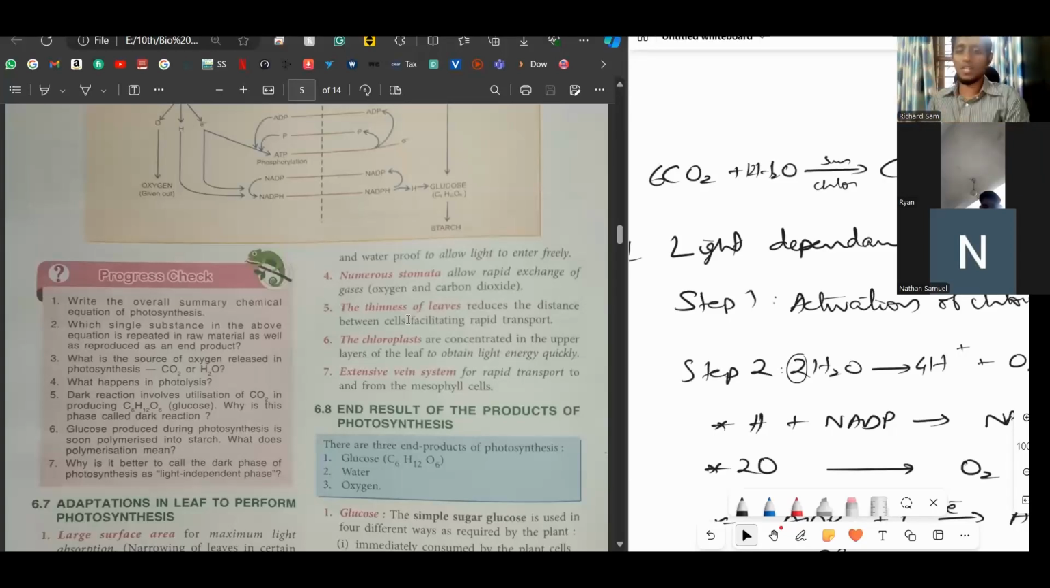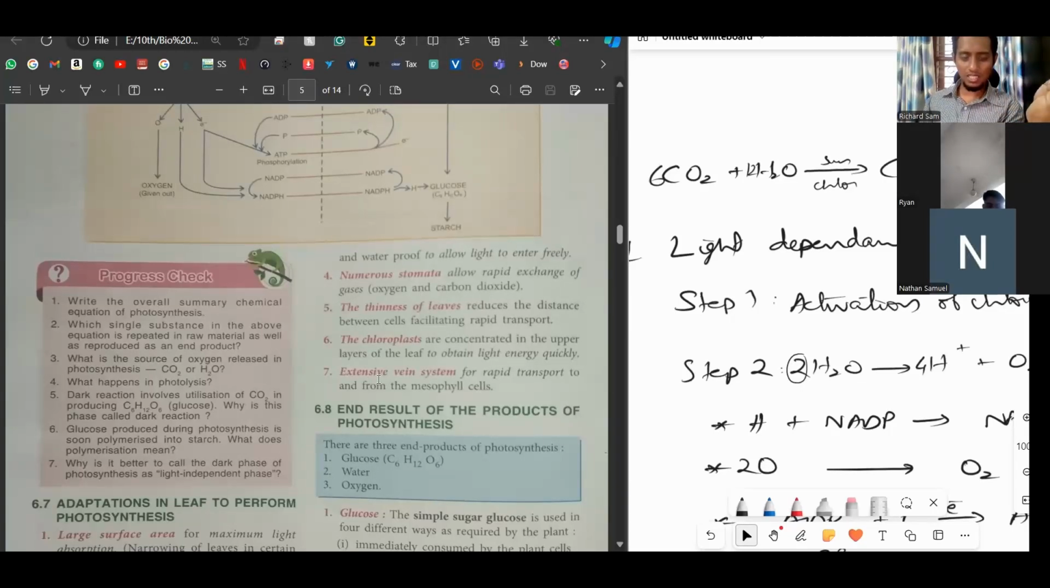The inner parts will be dark. So the leaf is made very thin. Then chloroplasts are more present where? On the upper surface, because that's where the light falls. See, these are all adaptations so that photosynthesis takes place without any break.